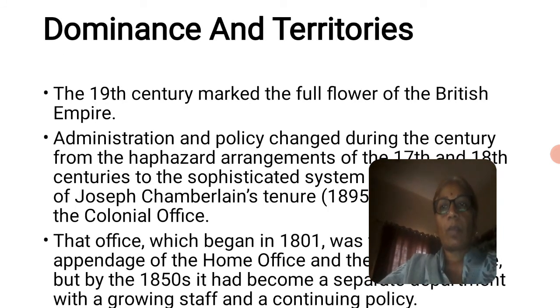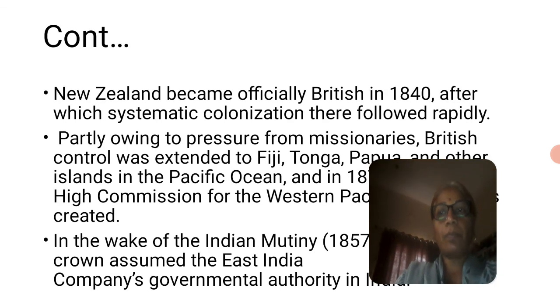New Zealand became officially British in the 1840s, after which systematic colonization there followed rapidly. British control was extended to Fiji, Papua and other islands in the Pacific Ocean. In the wake of the Indian Mutiny in 1857, the British Crown assumed the East India Company's governmental authority in India. New Zealand became officially British in 1840.